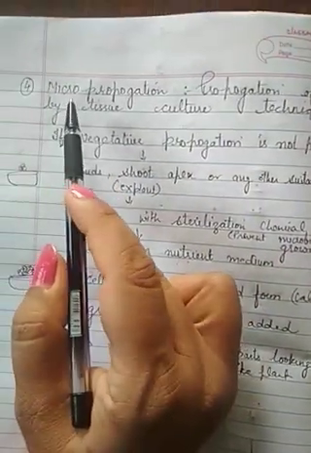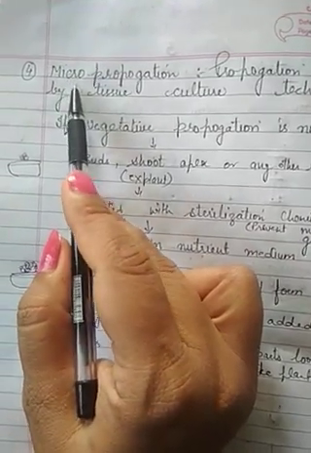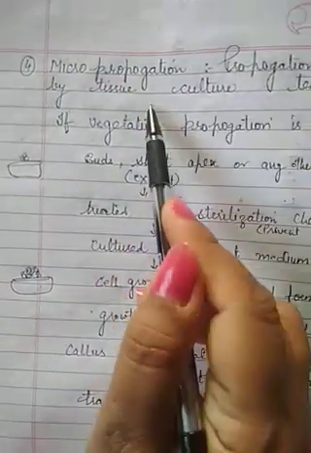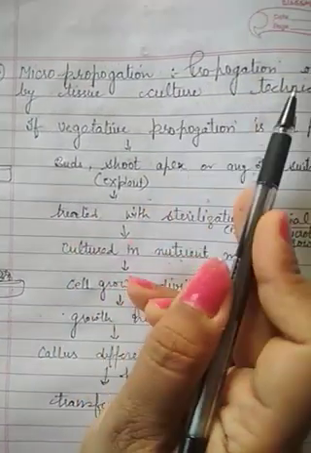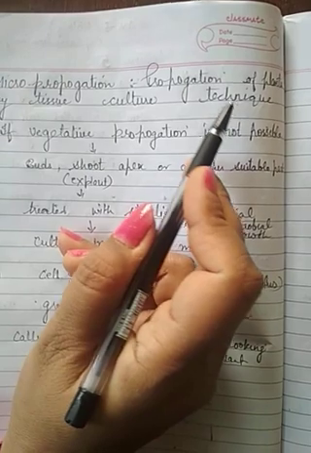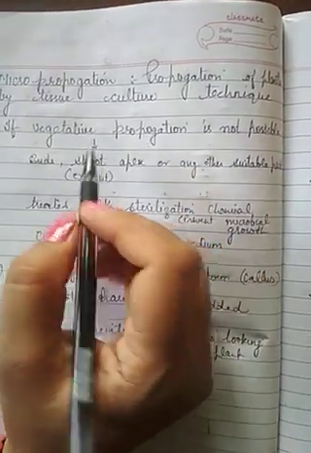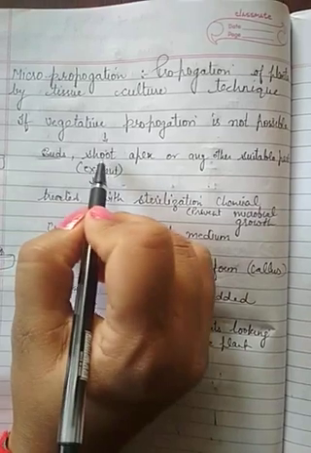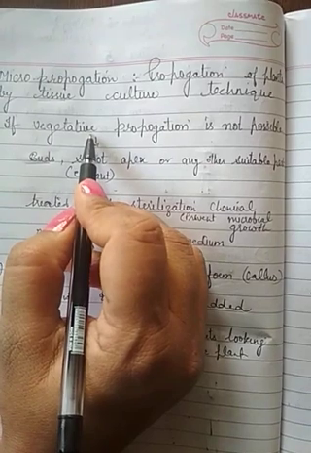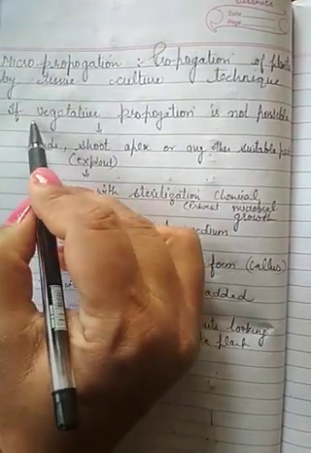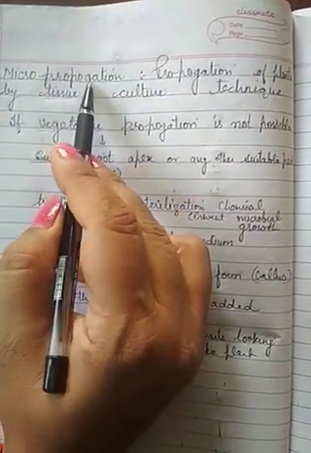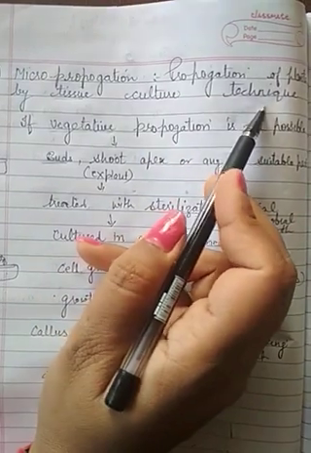The fourth process of artificial vegetative propagation is micropropagation. That is a propagation of plant which is done by tissue culture technique. Now what is that tissue culture technique? If the plant is not able to form seed, or is not able to do the propagation vegetatively, then we apply that process of tissue culture technique.